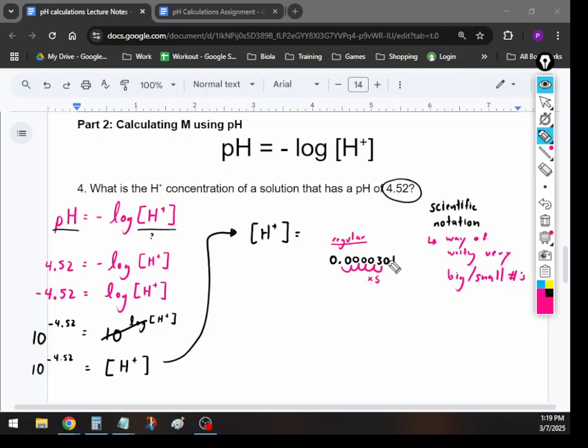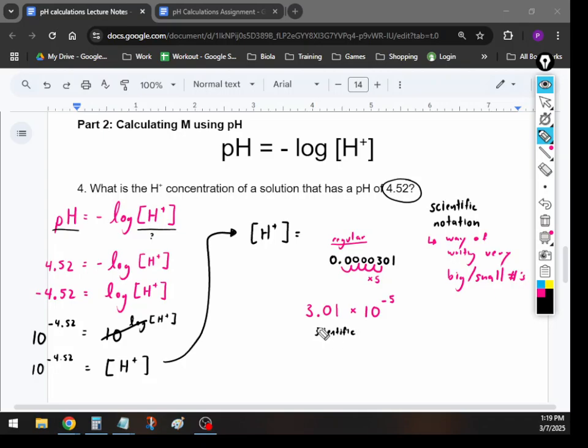So what we're going to do is take the number 3. The decimal is now behind 3, so 3.01 or 2, depending on what's on your calculator. And then we write times 10 to the power of negative, however many times we moved it, negative 5. Okay, so this is the scientific notation way of writing the number.